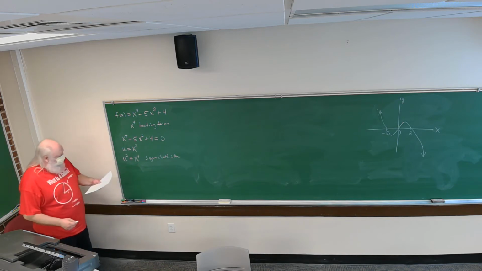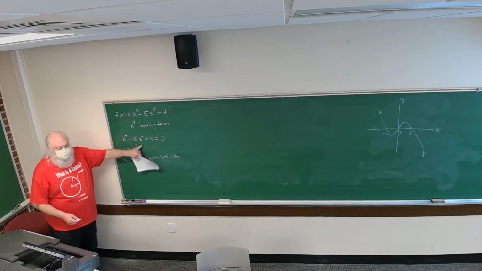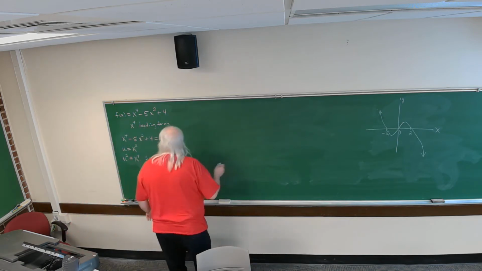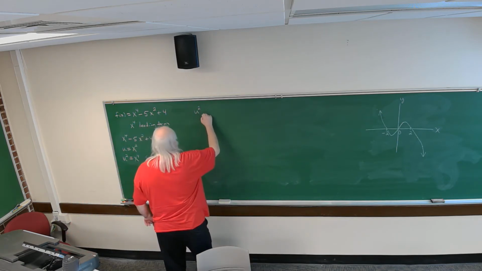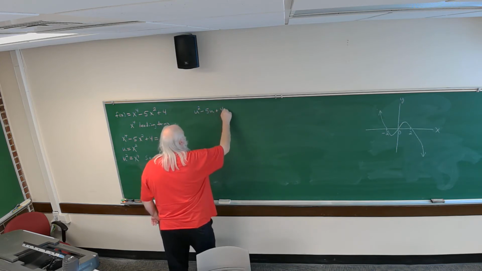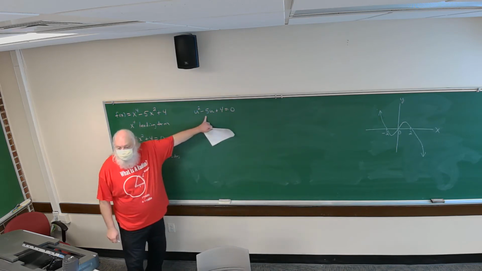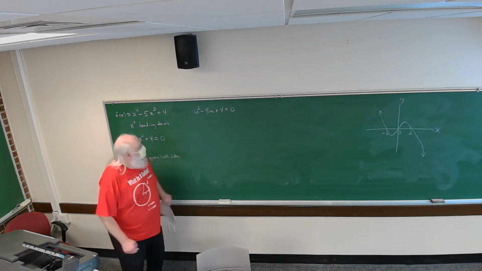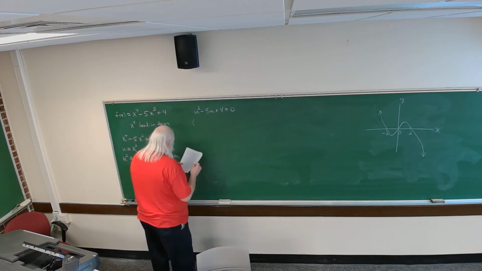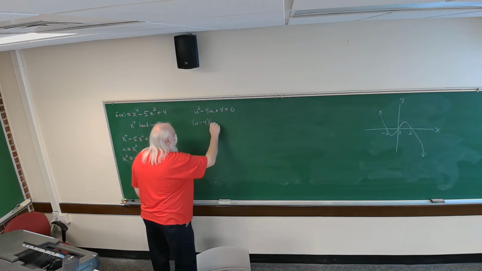Now, we're going to substitute u squared for x to the 4th and u for x squared. And when we do that, we have u squared minus 5 times u plus 4 is equal to 0. Now, is that a quadratic equation in the variable u? Do we know how to factor that? Yeah. So this factors into u minus 4 times u minus 1.